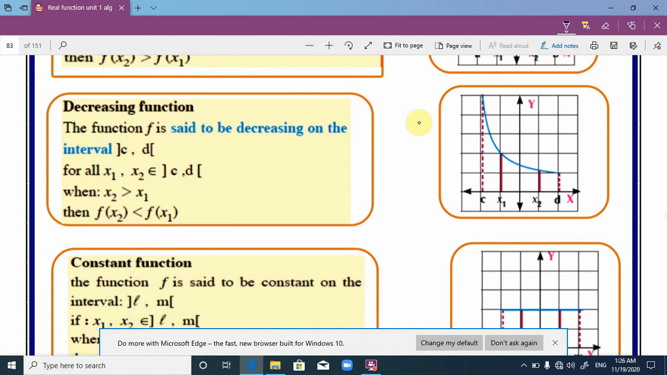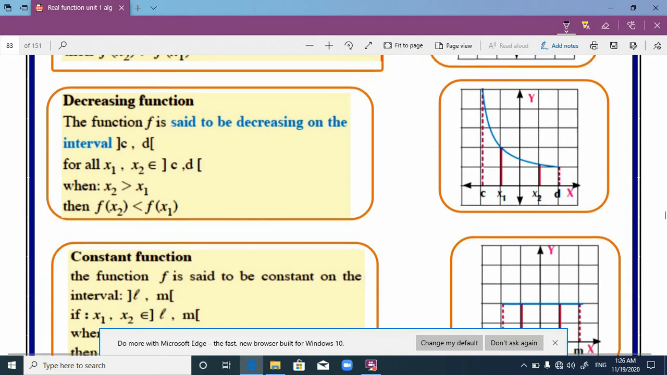We have here the interval from c to d, and x1 and x2 belong to the interval cd. If x1 is smaller than x2 and f of x1 is greater than f of x2, the function is decreasing.